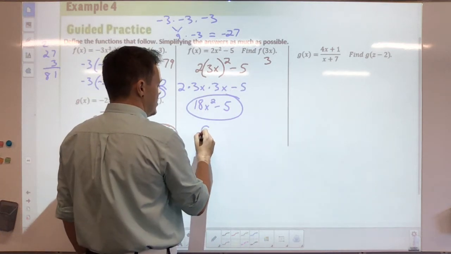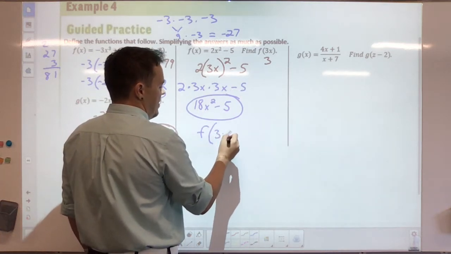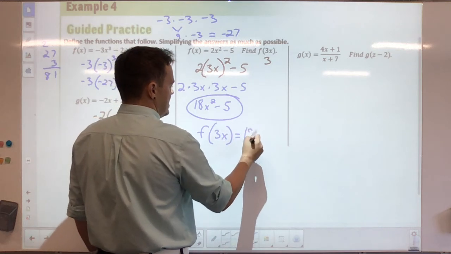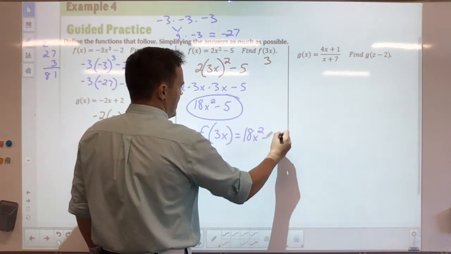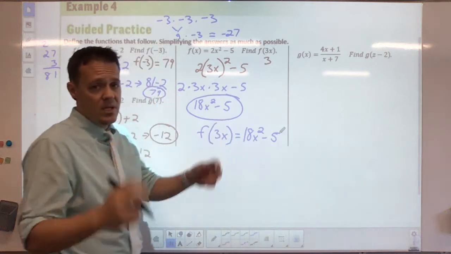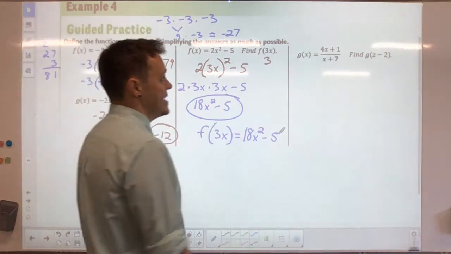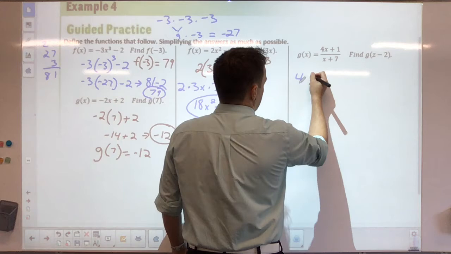But what you would do, make sure you remember, like we talked about, f of 3x equals 18x squared minus 5. That's the technical answer of how you need to write it. All right, last one here is a little tricky, but it's the same thing, right?